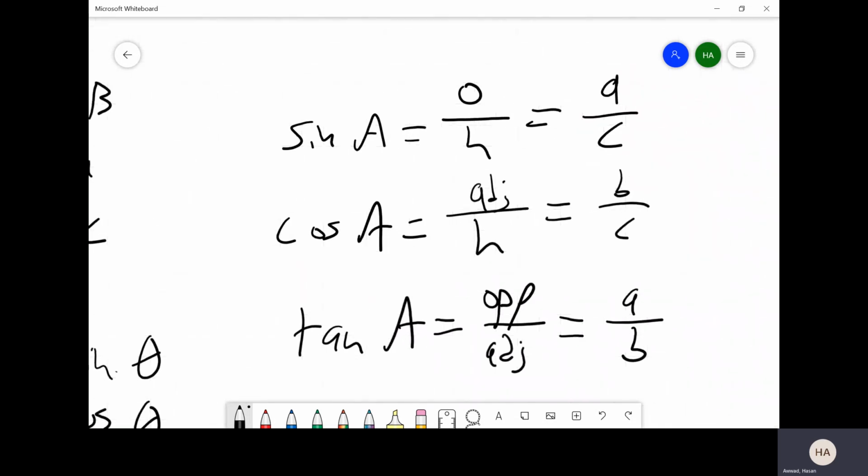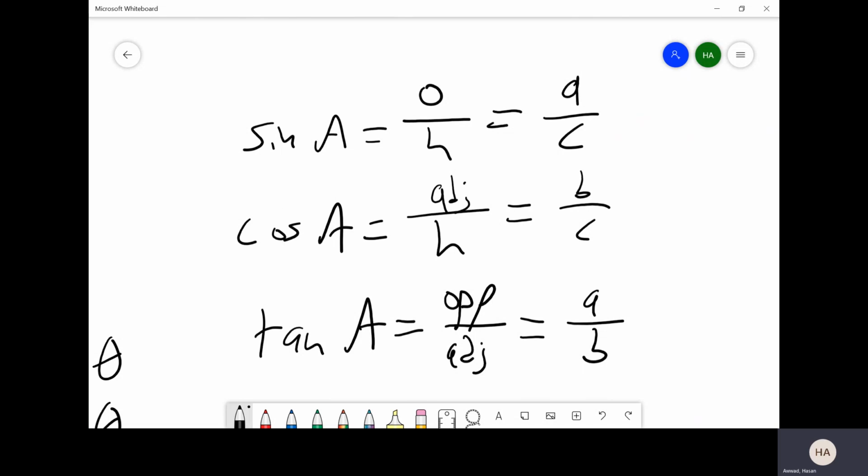So we just figured out, based off of our picture, what sine of A, cosine of A, and tangent of A are. Okay, let's do one better. Let's keep going. What I want to do now is discuss the next three trigonometric functions. The next three that we're going to discuss are cosecant, secant, and cotangent.